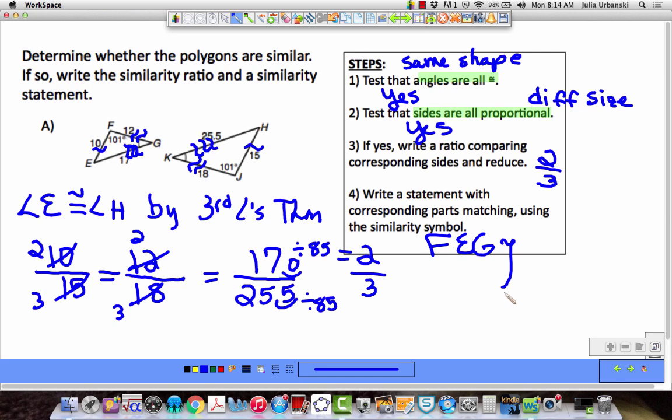FEG is similar to... Be careful, put this in the right order. F goes with which one? J. Put them in the right matching similarity order. E goes with H, right? And G goes with K.